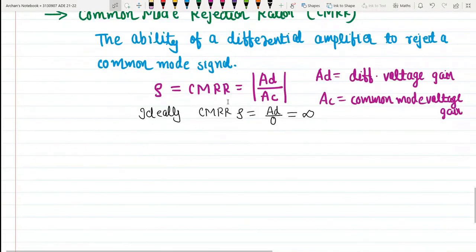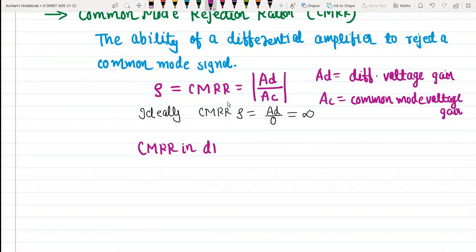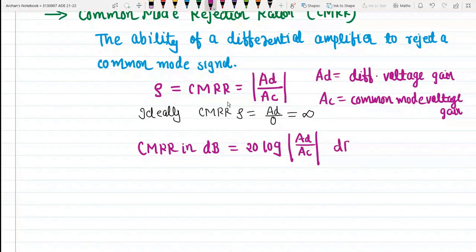Sometimes you will find that CMRR is also expressed in decibels. Okay, so we will also try to express common mode rejection ratio in decibel. It is given by 20 log AD by AC decibel. Okay, so this is our parameter common mode rejection ratio.